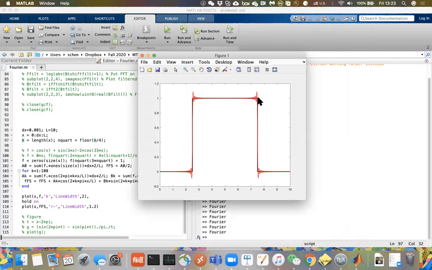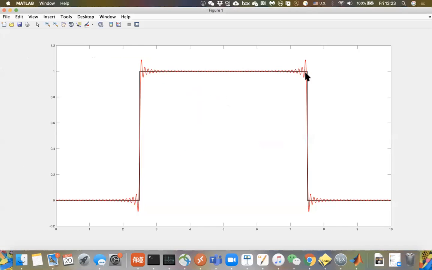But from here, you can see even if you use more points, this is better than before. Still, it's pretty bad at the edge. Sounds good? Okay. That's a natural disadvantage of Fourier analysis. And if you think about it, it's not hard to see why.